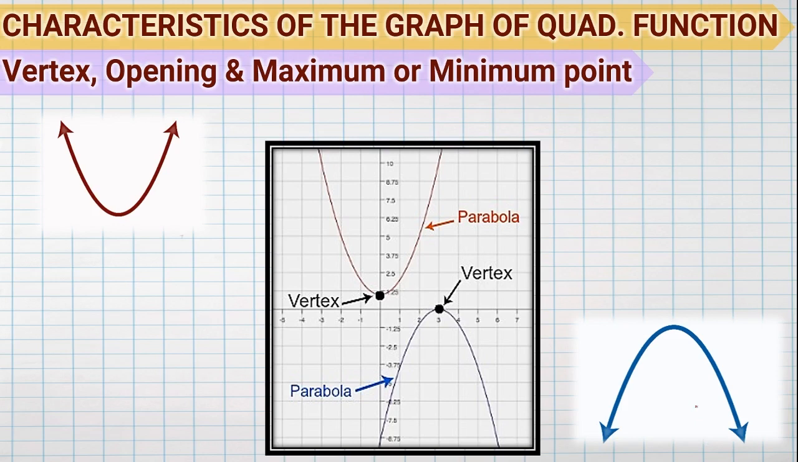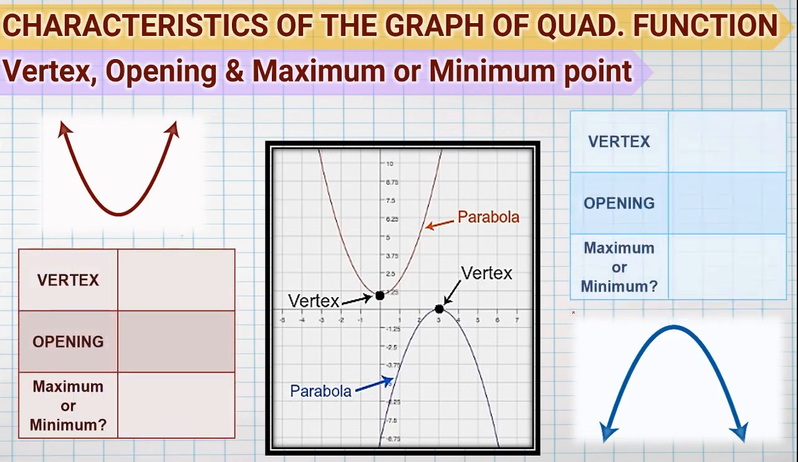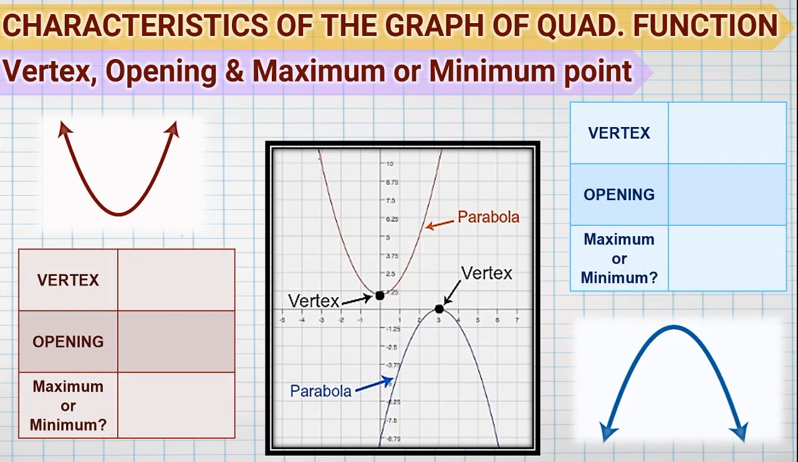Okay, let's go through these characteristics of the graph of a quadratic function. We'll define different characteristics. As we start, we'll be having the vertex, opening, and the maximum or minimum point of a parabola or the graph of a quadratic function. To start, we define a vertex. I have here an example: one is a parabola that opens upward and another one is a parabola that opens downward. We'll try to identify their vertex, at the same time their opening, and whether it is having a maximum or minimum point.